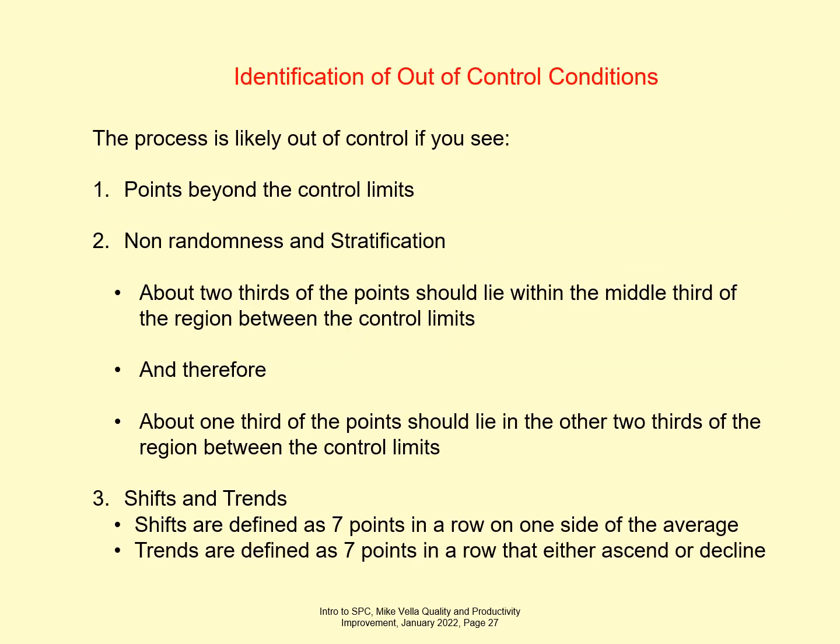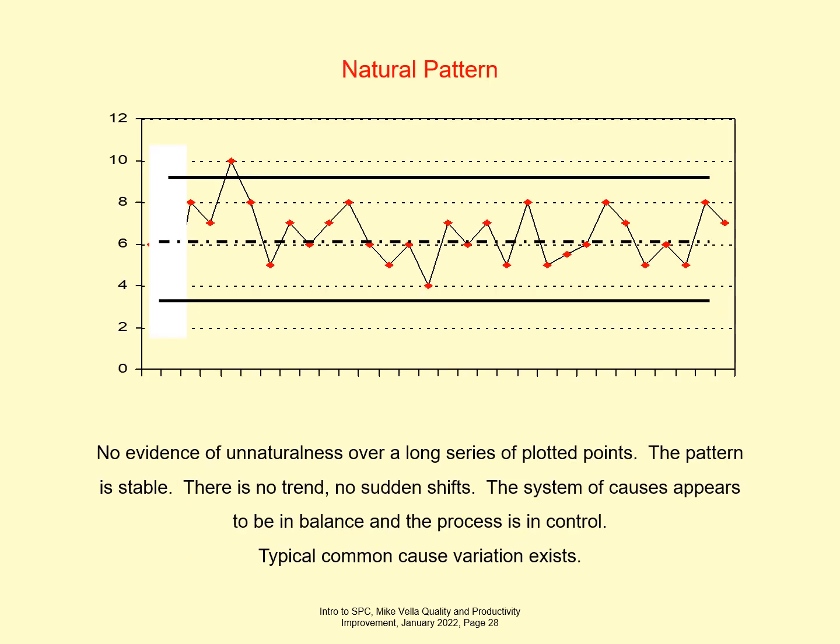So again, three things you want to use as a rule of thumb. Points beyond the control limits, non-random stratification, and shifts and trends. Keep that in mind as we go along here. So again, natural pattern. Normal, here we got in the subgroup, number 3, a point beyond the control limit. Address it, fix the process, reset it, and go along. Pretty normal.